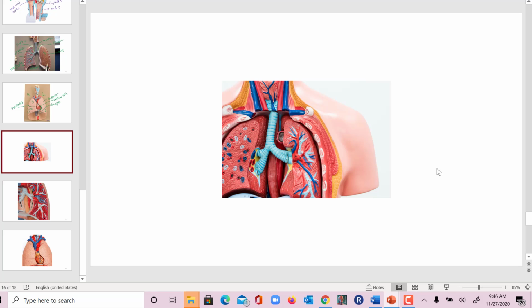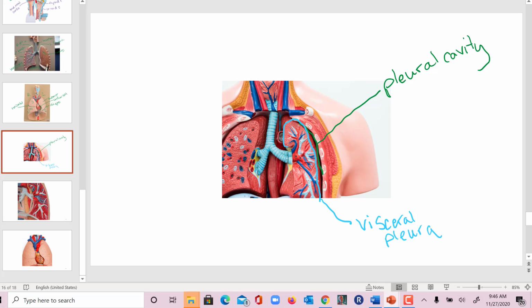Now, this space that I'm coloring in green is the pleural cavity. And tightly adherent to the surface of the lung that I'm drawing in light blue would be the visceral pleura. And tightly adherent to the underside of your thoracic cage with the ribs and the external and internal intercostals that I'm drawing in purple would be the parietal pleura.